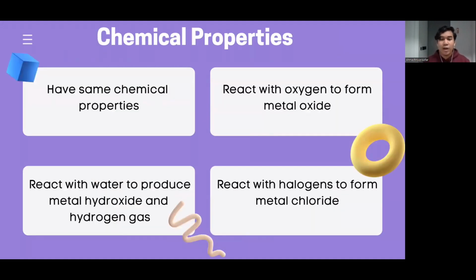Now we have learned about the physical properties of the group 1 elements. We will proceed to the chemical properties of the elements in group 1. All of the elements in group 1 have the same chemical properties as all of them have one valence electron. The elements in group 1 will react with oxygen to form metal oxide, and will react with water to produce metal hydroxide and hydrogen gas, and can also react with halogens to form metal halides.